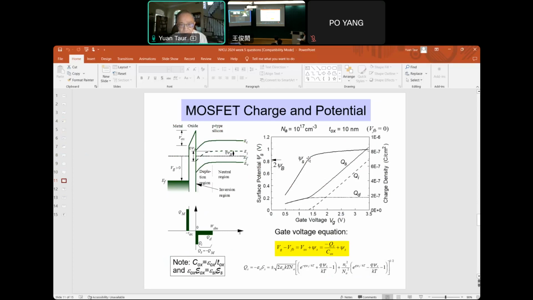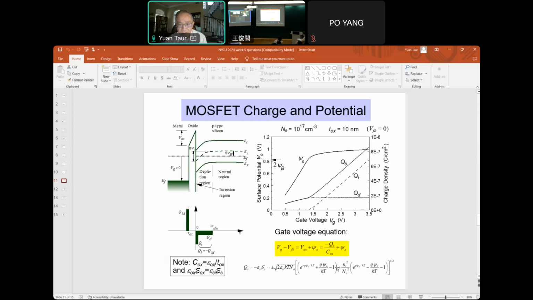Physically, in the MOSFET model, we don't have to define a threshold voltage. For example, these two equations are very physical equations, and that's what's behind those curves. There's no threshold voltage defined.